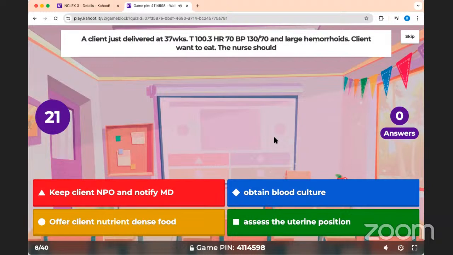Mommy just had a baby, and these are the vitals and everything. And she wants to eat. What do you want to do? Do you let the mommy eat or not? Concept. I want you to think fast. So that's why I give you 30 seconds.